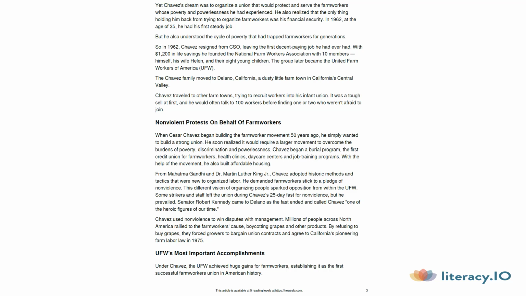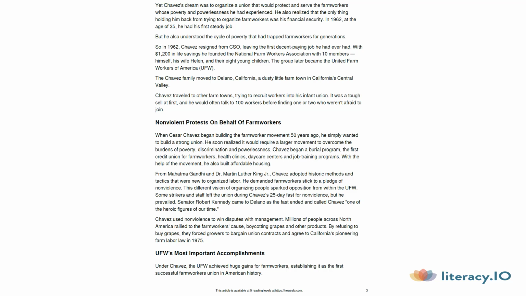Senator Robert Kennedy came to Delano as the fast ended and called Chavez one of the heroic figures of our time. Chavez used nonviolence to win disputes with management. Millions of people across North America rallied to the farm workers' cause, boycotting grapes and other products. By refusing to buy grapes, they forced growers to bargain union contracts and agree to California's pioneering farm labor law in 1975. UFW's most important accomplishments.